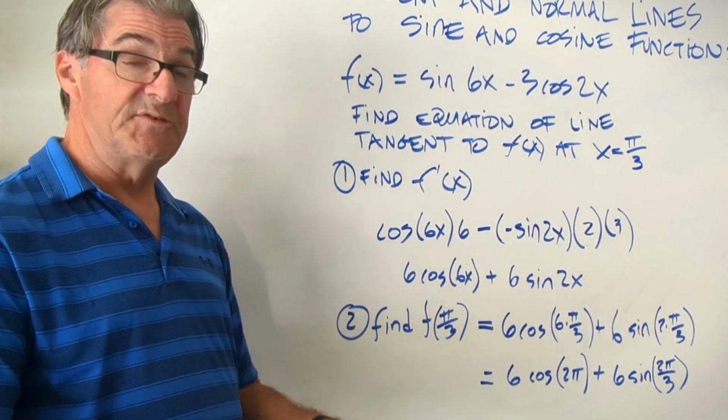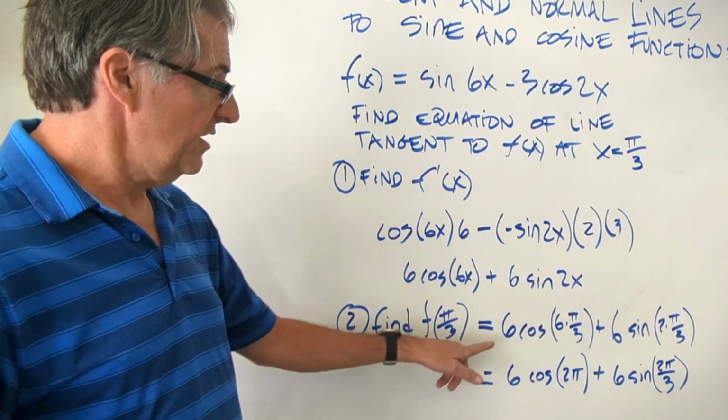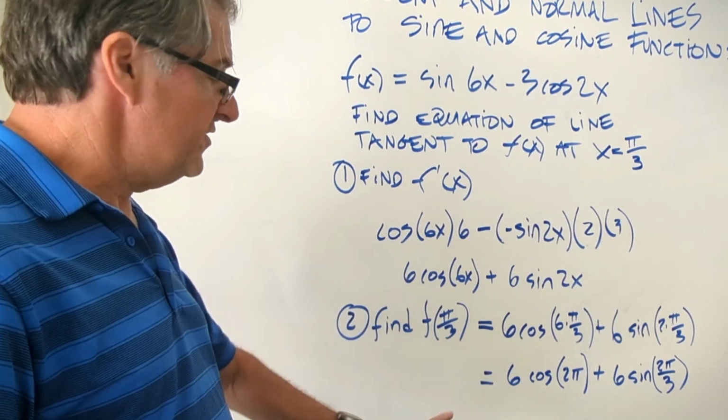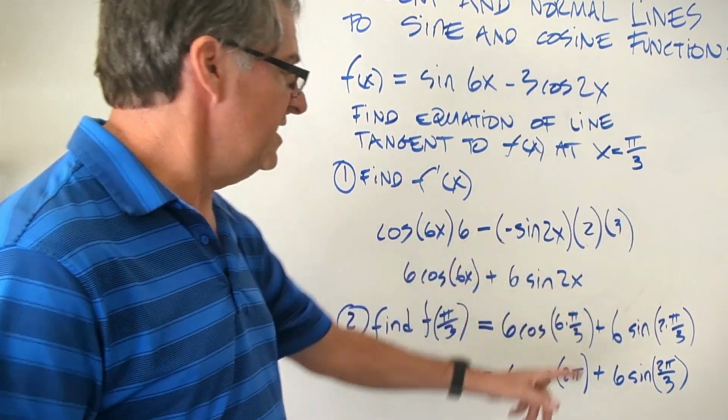Okay, I took that a couple steps further, didn't finish it. I'm going to leave that for you to do. Check this out. So right now, first step, I'm just going to plug my pi over 3 in for x in my function.